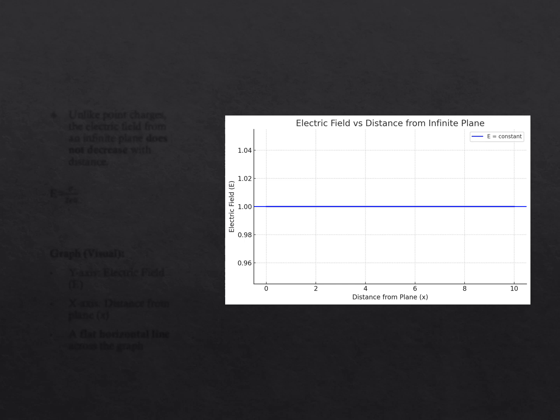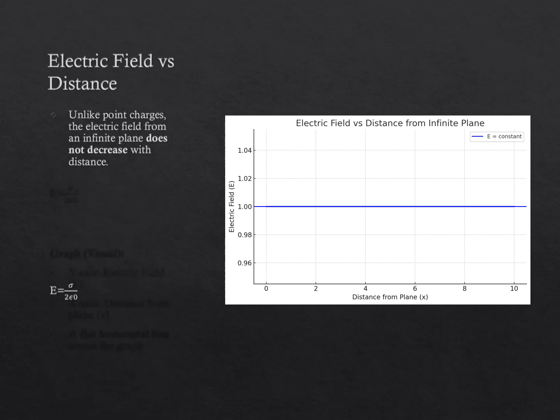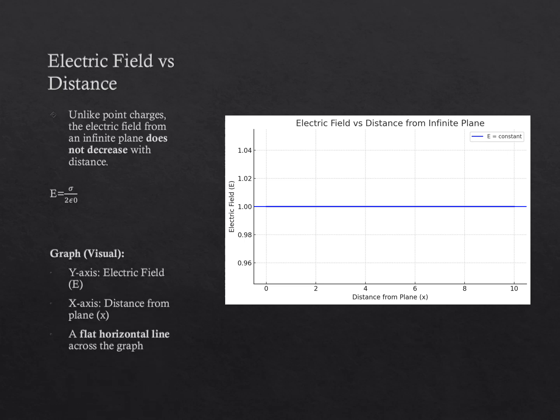Let's look at how electric field changes with distance, but this time for an infinite plane of charge. With a point charge like a single electron or proton, the electric field gets weaker as you move further away, because the field spreads out. But with an infinite plane, it does a very surprising thing. It doesn't change, no matter how far you go. It doesn't get weaker at all. This happens because the plane is so large. As we move closer or further away, the field stays constant.